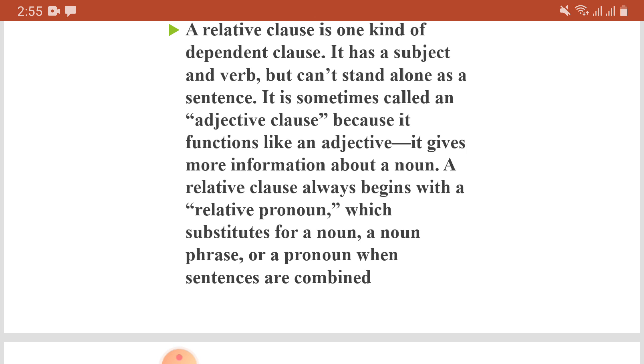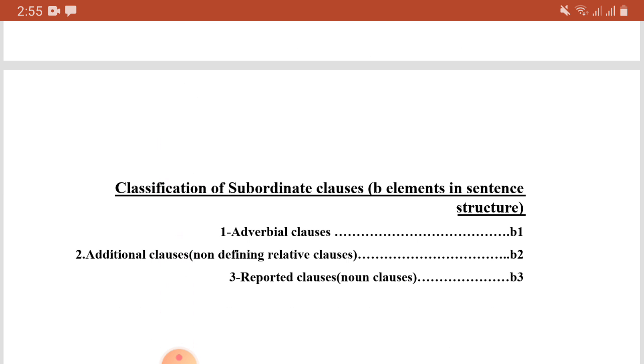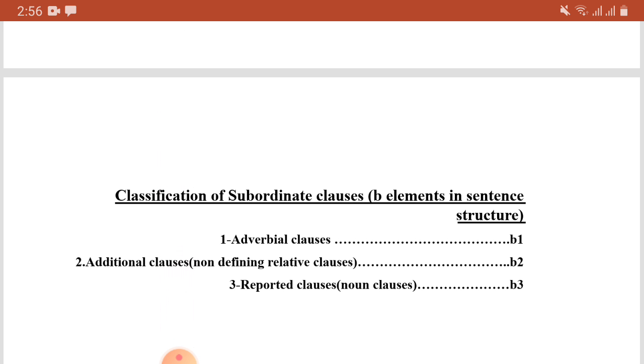A relative clause always begins with a relative pronoun, which substitutes for a noun phrase or a noun when sentences are combined. So they are also called nominal groups. These are the parts of the nominal groups. As far as the subordinate clauses are concerned, before knowing about the relative clauses, we should know about the B elements in sentence structure.